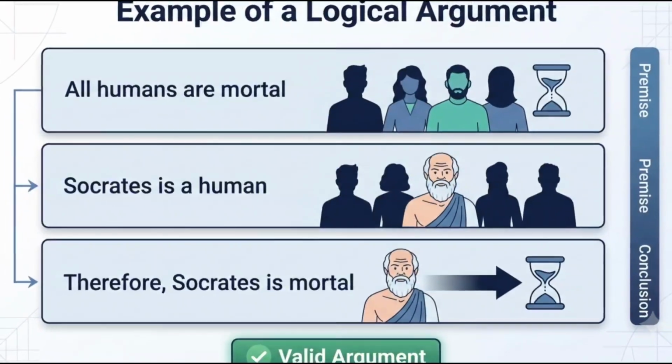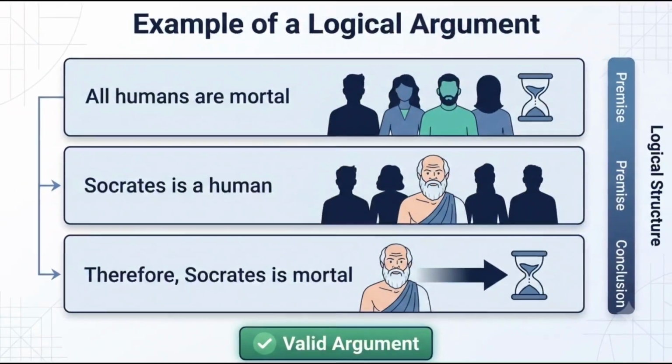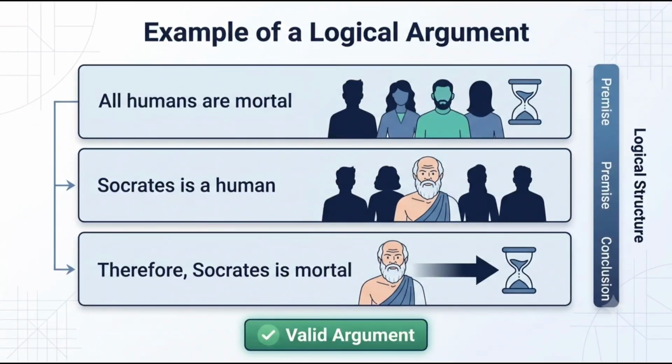Consider this example: all humans are mortal. Socrates is a human. Therefore, Socrates is mortal. The first two statements are premises and the last statement is the conclusion. Since the conclusion follows logically from the premises, this is a valid argument.